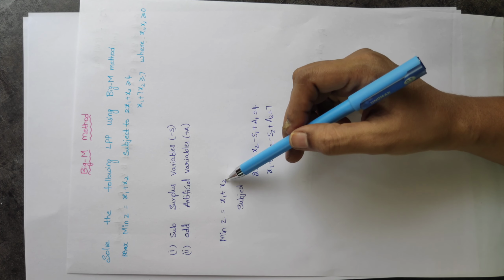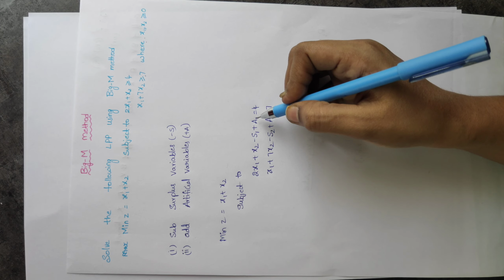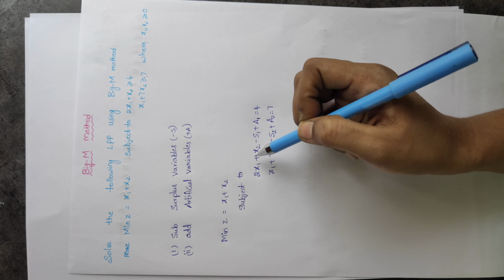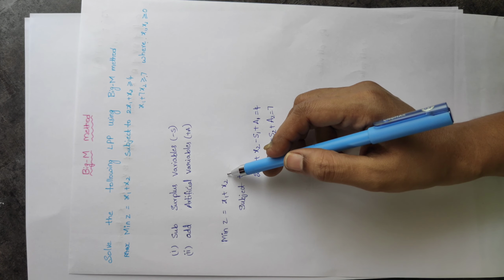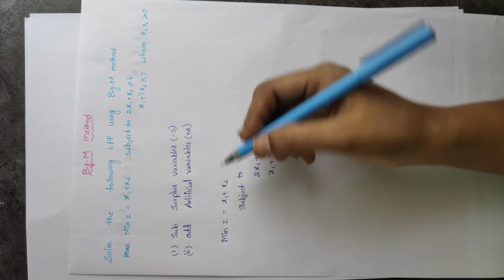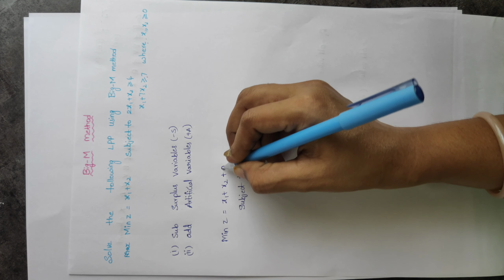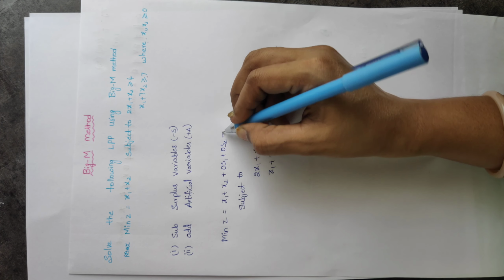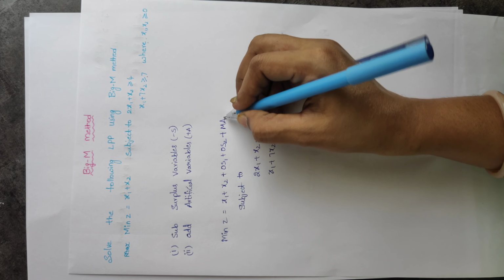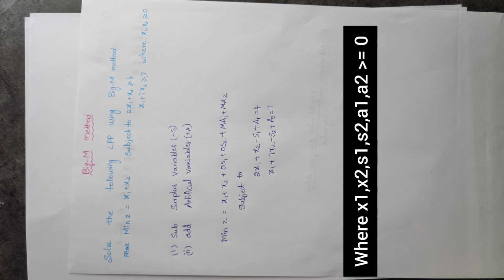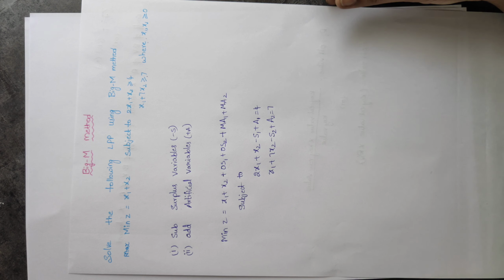And we need to balance both the objective function and the constraints. Here only x1 and x2 are there, there is no s and a. In order to balance the objective function and the equalities, we have to do the same thing in the objective function. So min z is equal to x1 plus x2 plus 0s1 plus 0s2 plus Ma1 plus Ma2.